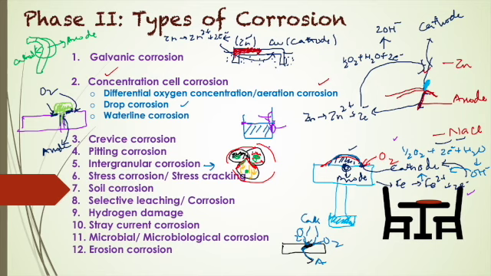Next is selective leaching, or you also call it selective leaching corrosion. In this, your metal surface leaches out. So it involves the removal of one element from the solid alloy by the corrosion process.